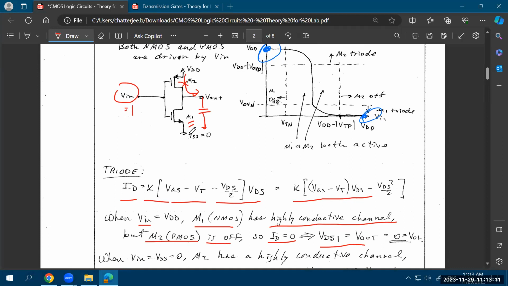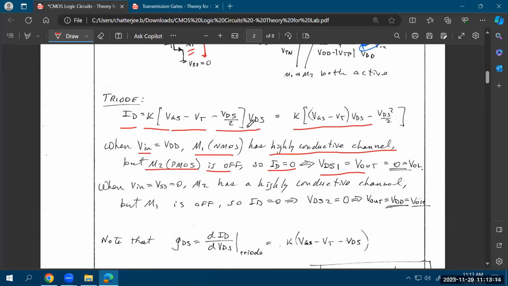So you can only discharge. Again, something that we discussed before, that you can only discharge when your input is equal to 1. And when input is equal to 0, your output will be equal to VDD. Again, something that we have discussed before.